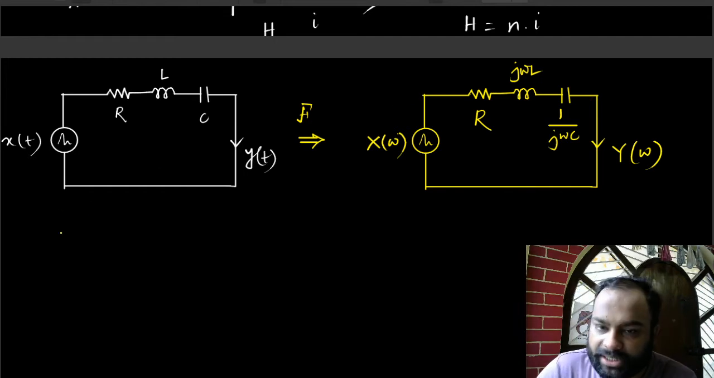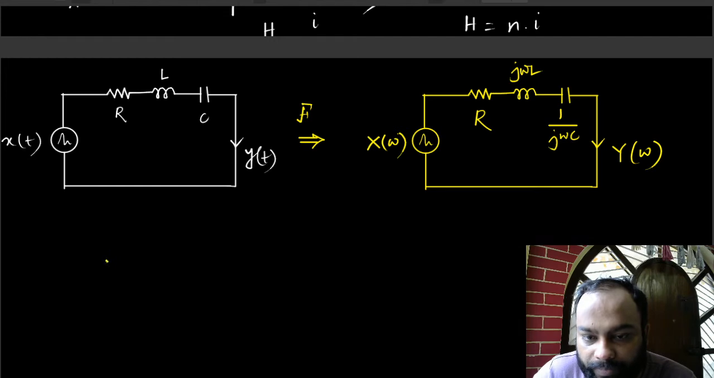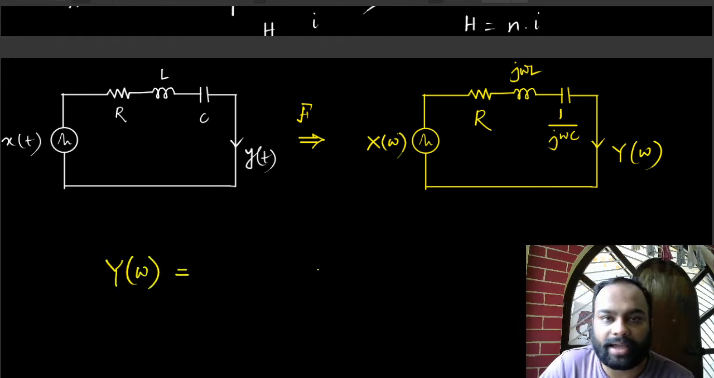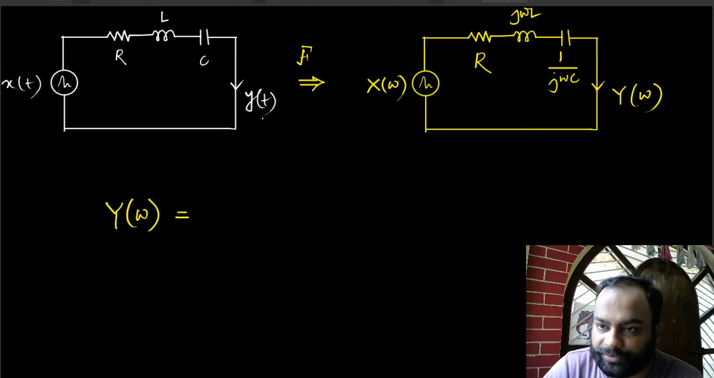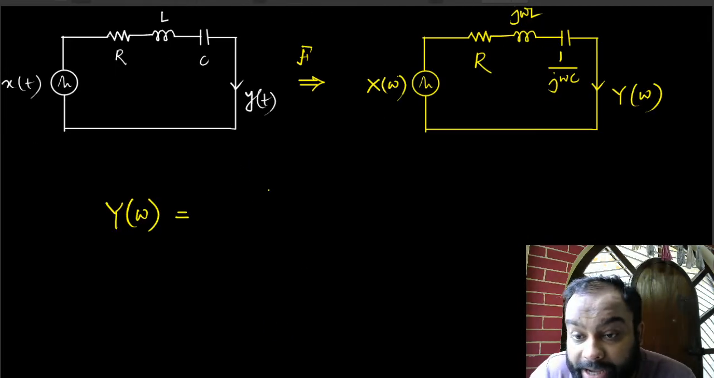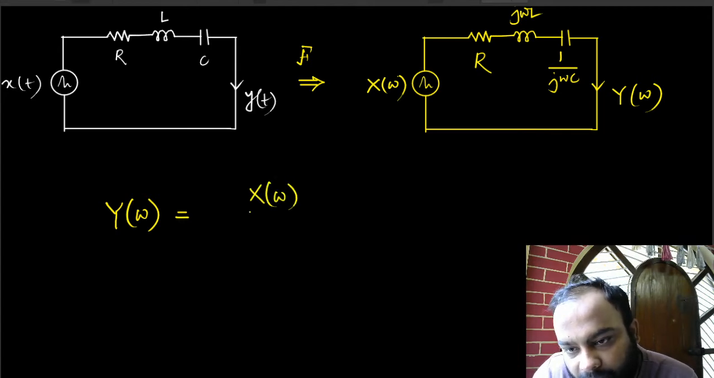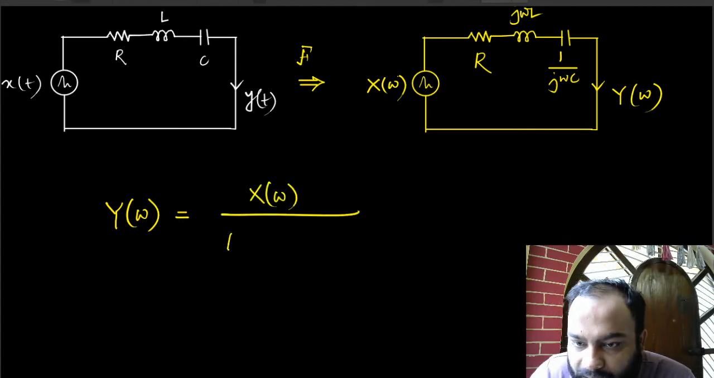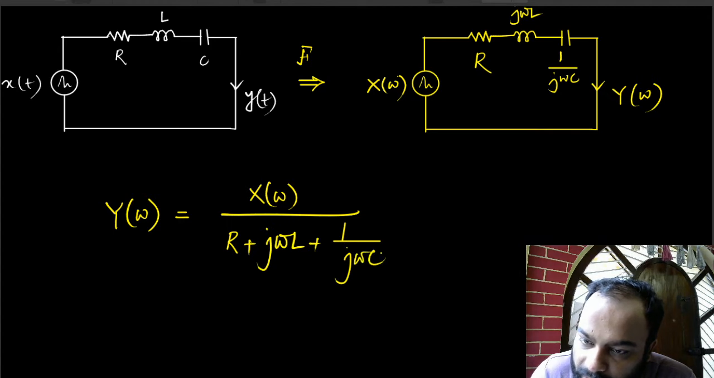So again, what is the current? I am writing current equal to Y(ω), which is equal to total voltage divided by total impedance. That's again Kirchhoff's voltage law, right? So I have X(ω) divided by R plus jωL plus 1/(jωC).